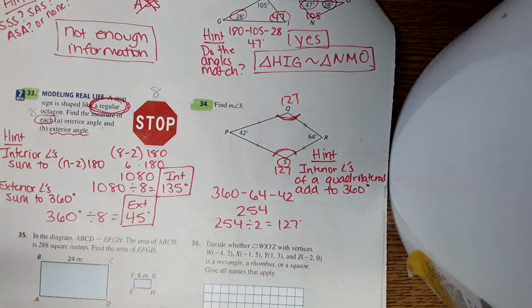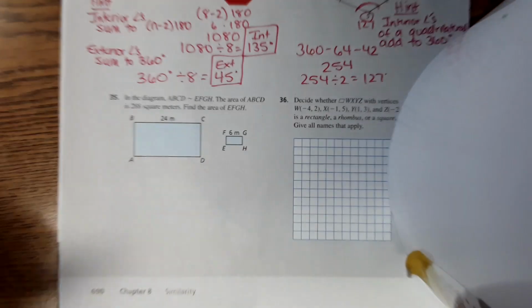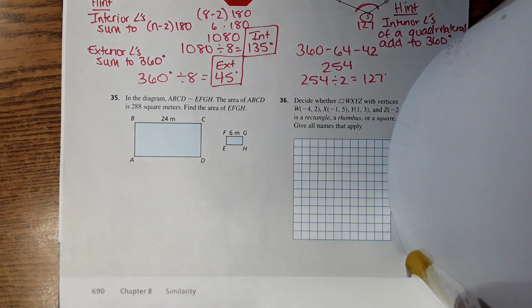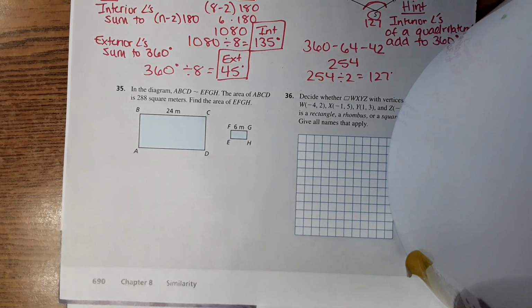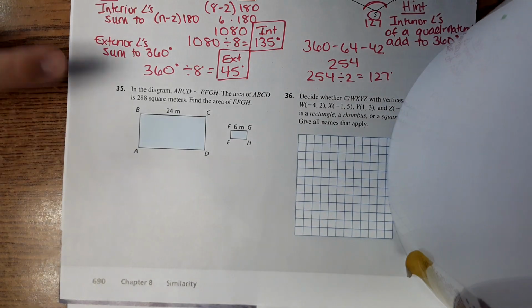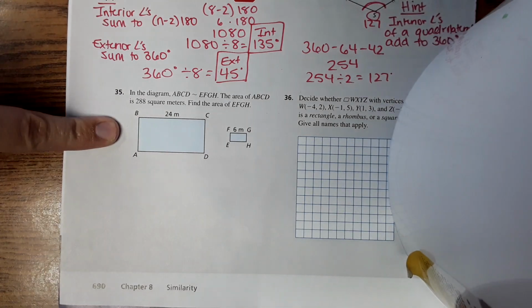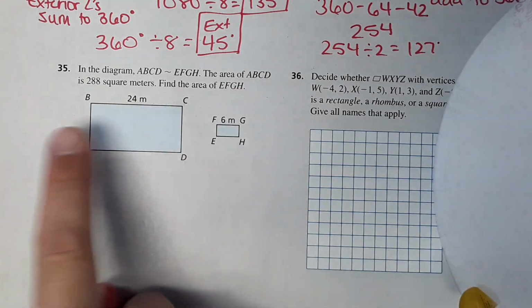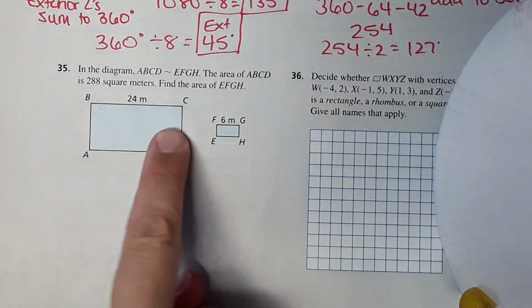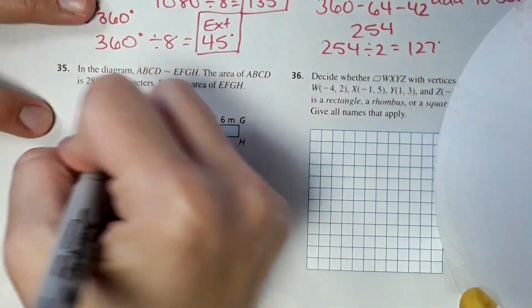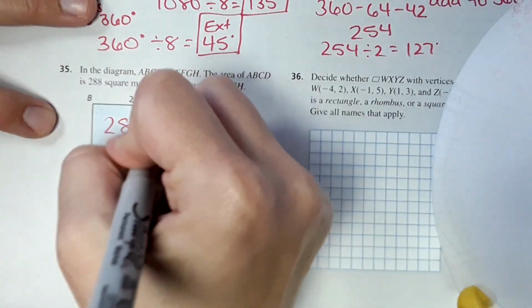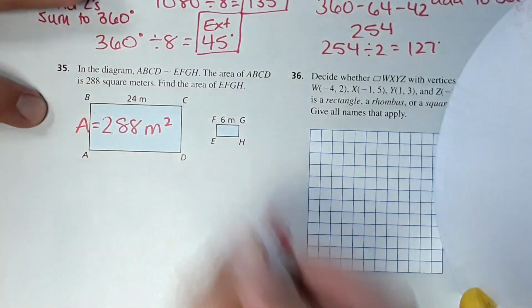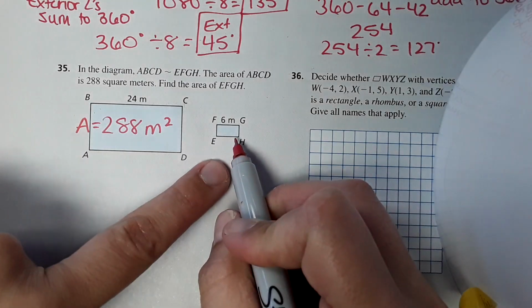Okay. 35. Remember when I cut things yesterday because we were getting interrupted so much? I didn't go over the last example I wanted to go over with you, and that was actually 35. So in this diagram, it shows that these two shapes are similar. The area of ABCD, this right here, is 288 square meters, so meters squared, that's the area. It says find the area of this smaller shape.